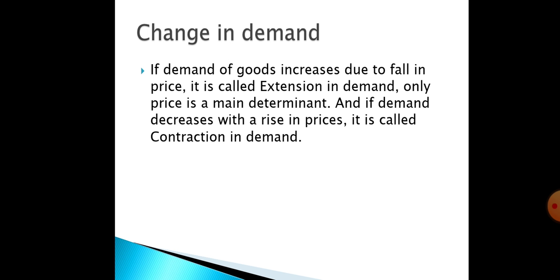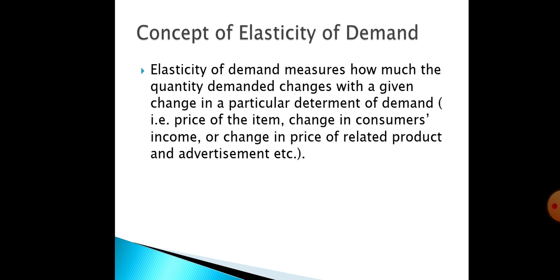If demand of a good increases due to fall in price, it is called extension of demand. Only price is the main determinant, and if demand decreases with rise in prices, it is called contraction in demand. Now, an important concept is the concept of elasticity. Elasticity of demand measures how much the quantity demanded changes with a given change in a particular determinant of demand, be it the price of the item, change in the consumer's income, or change in price of related products and advertisement, etc.